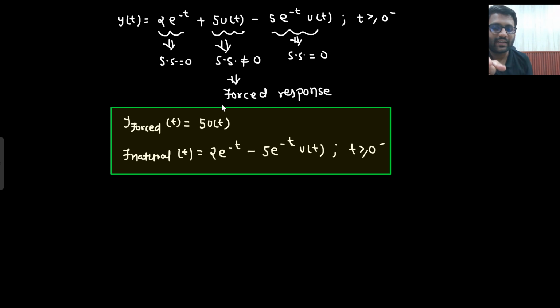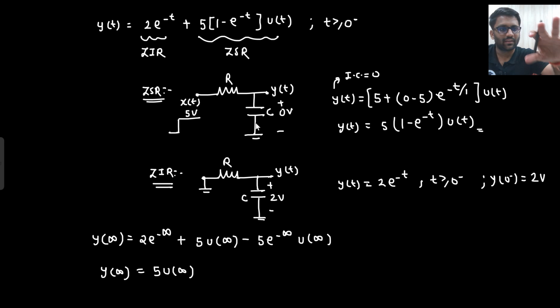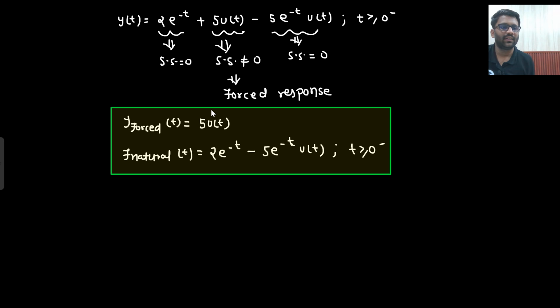Basically at steady state this will remain, everything else will die down. After some time this will also die down, this will also die down, only this one will remain. So this has forcefully come into the capacitor, forcefully this has remained, 5 volt will remain there. So this component will remain there at steady state. That's why it is known as forced response, and this is known as natural response.